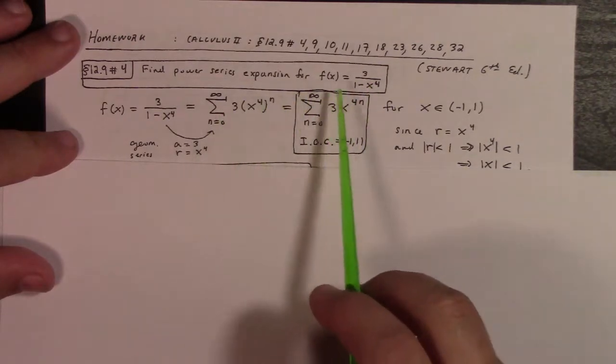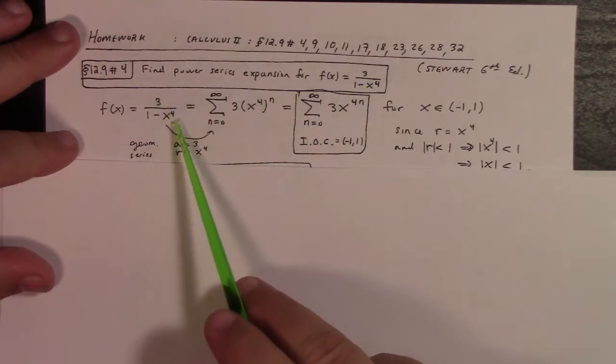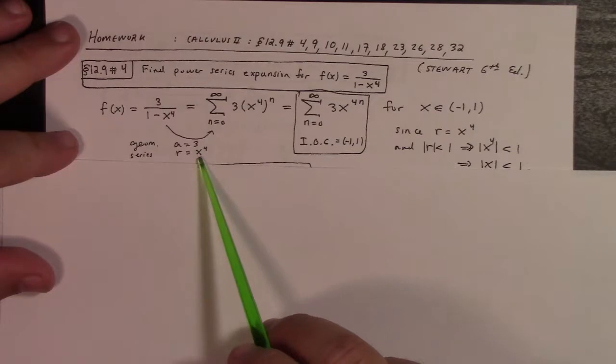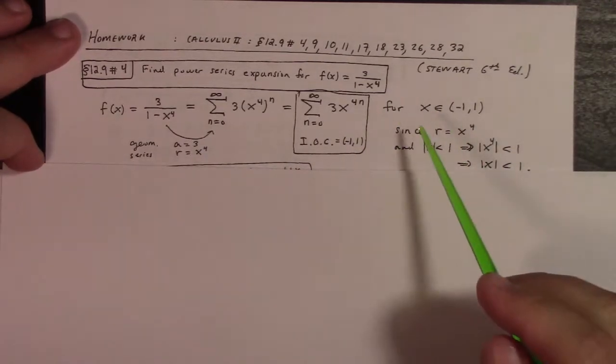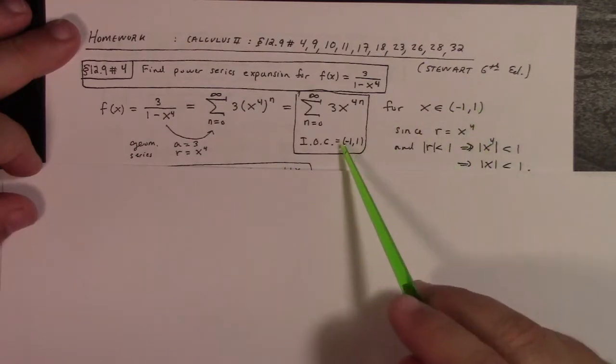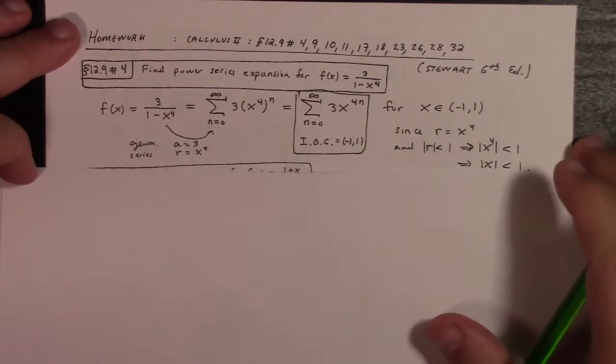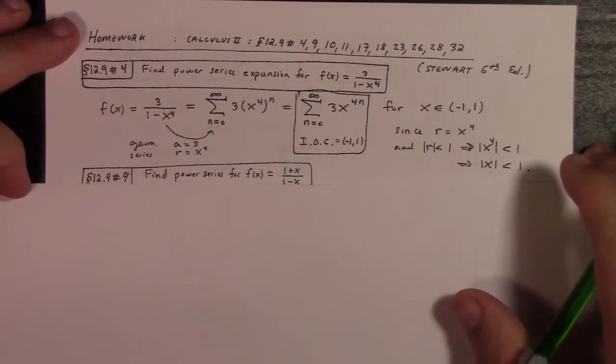So, again, a equals 3, r is equal to x to the 4th, and so we get that. And the geometric series result says that the interval of convergence here happens to be minus 1 to 1, which means the radius is 1, and of course the center is 0.